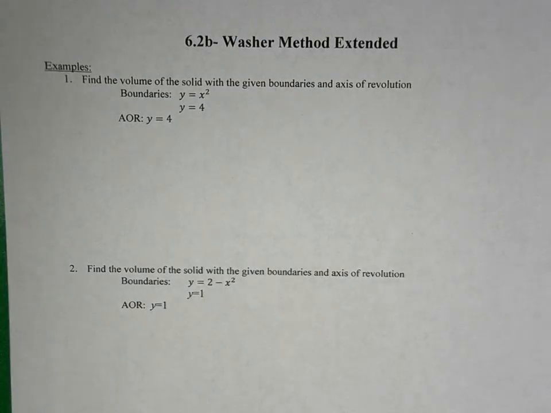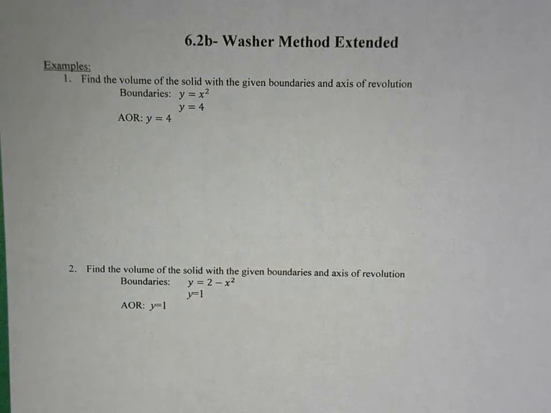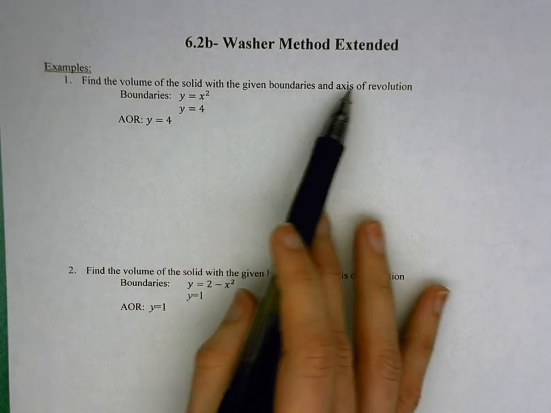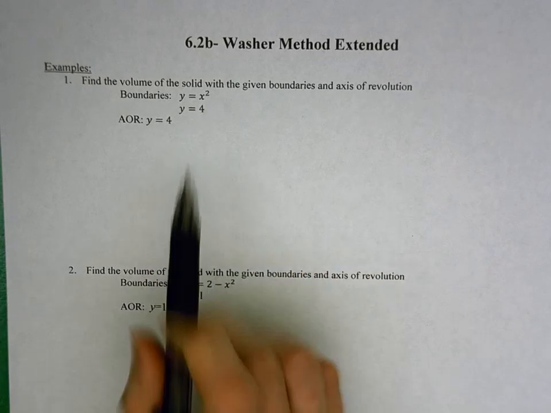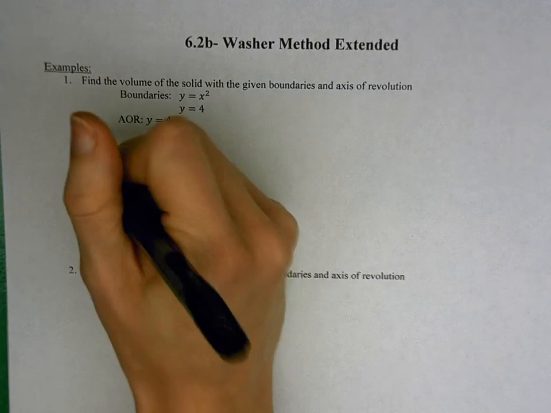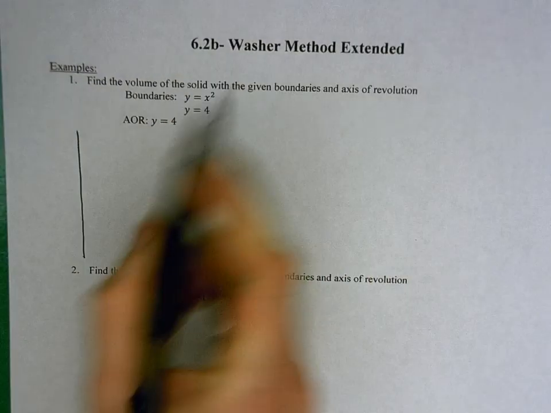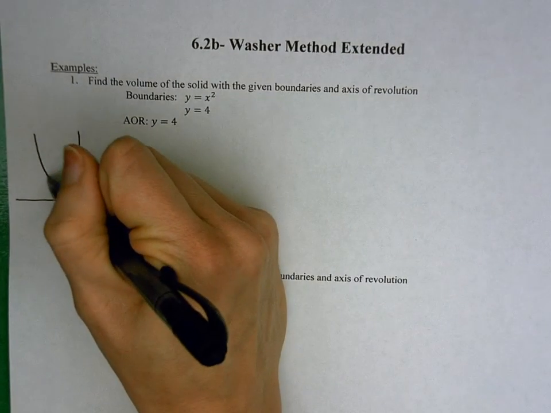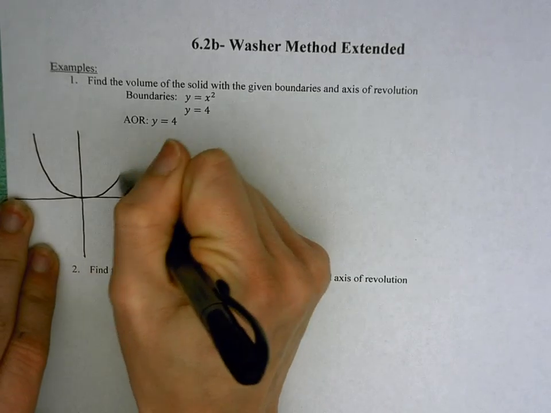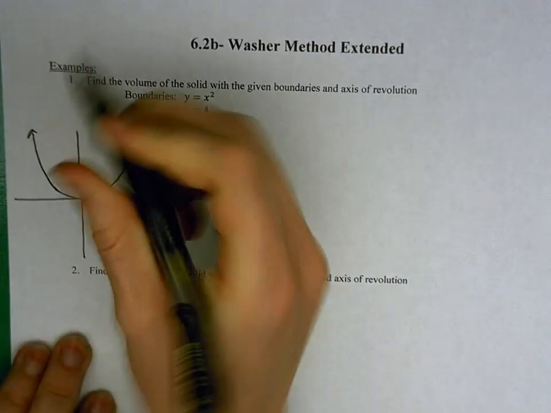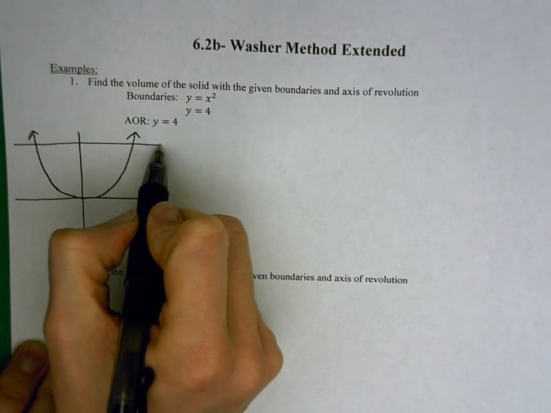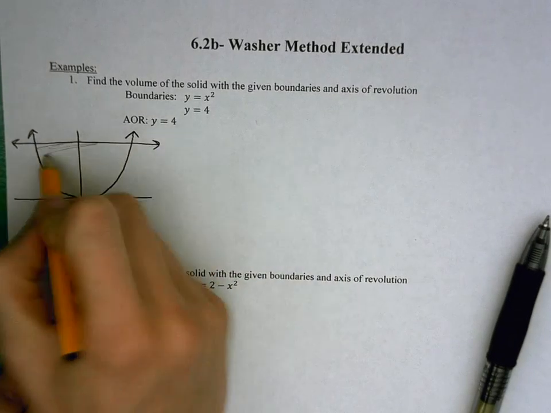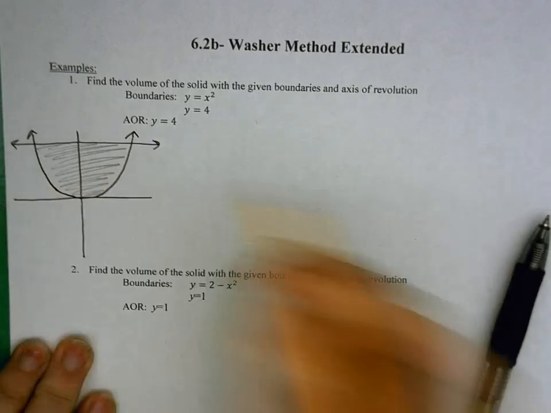Hi there. Today we looked at some more solids of revolution. And so we have here in number 1 we're finding the volume of the solid with the given boundaries and axis of revolution. So our boundaries are y equals x squared and y equals 4. And so if you put that in your graphing calculator, we get this region, y equals x squared and y equals 4. Let me shade that in so we can see what we're looking at.